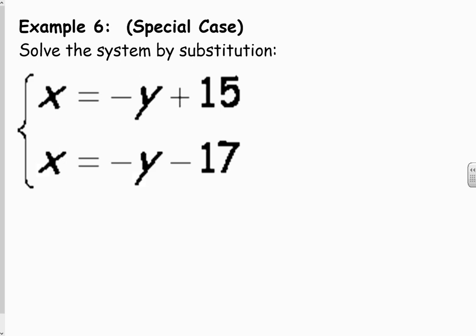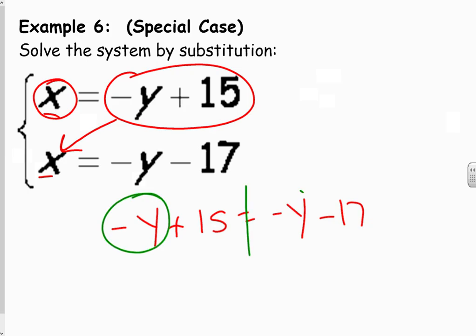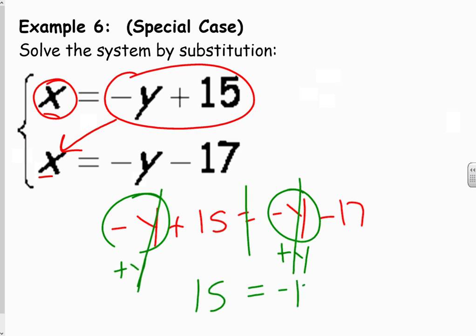Again, it's a situation where they're both solved, so I'm just going to pick one at the top and plug it to the bottom. Negative y plus 15 equals negative y minus 17. Well, this looks kind of funny. My y's are on opposite sides, so I'm going to pick on one of them. But what I notice is that they both cancel. So I'm left with 15 on this side is equal to negative 17. Is that true? No, it's not true. So that means there is no solution.